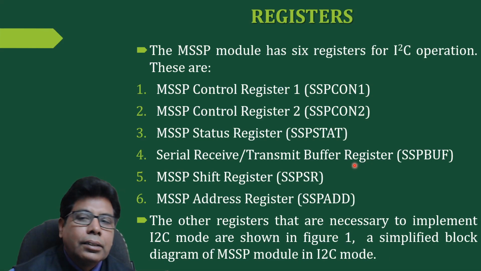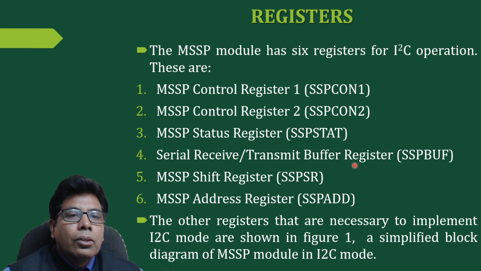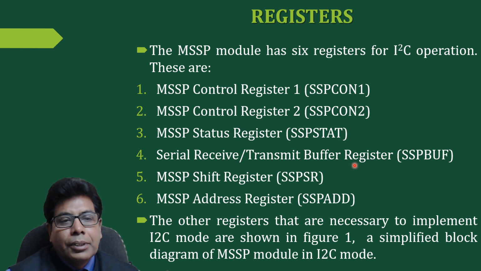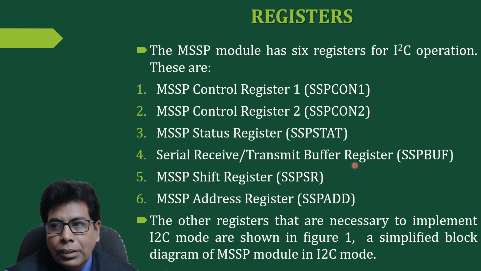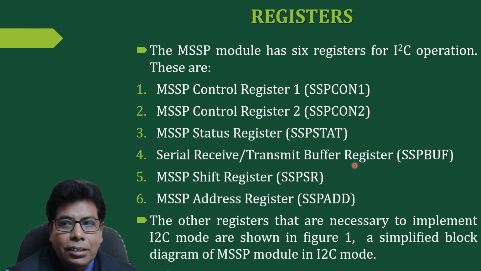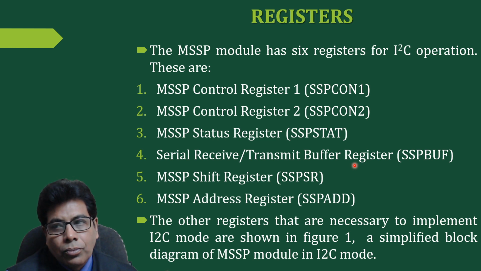Then let us go to the registers part. Now MSSP module has 6 registers for I2C operation. The first 3 registers, that is MSSP Control Register 1, MSSP Control Register 2 and MSSP Status Register. Now these are control and status registers in I2C mode and are used to configure MSSP in the I2C mode.